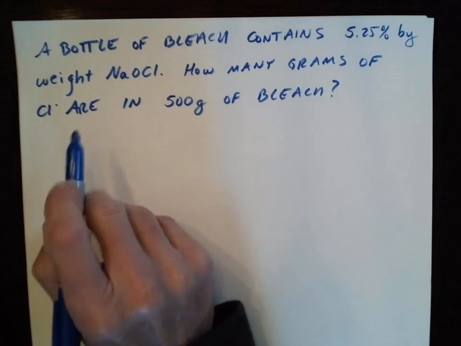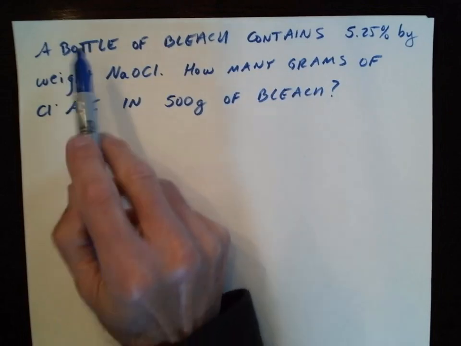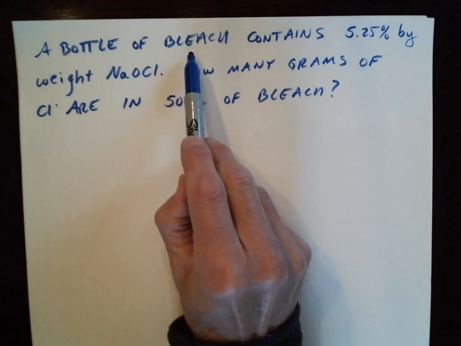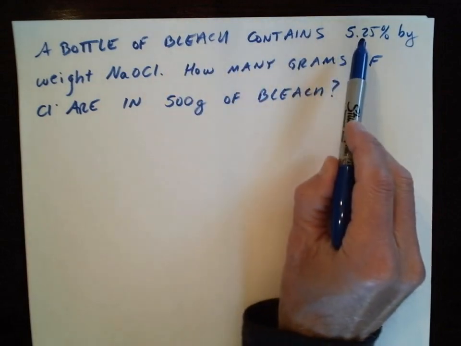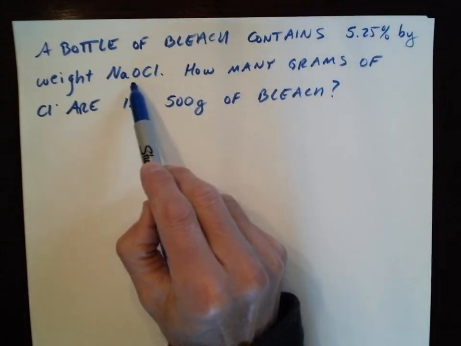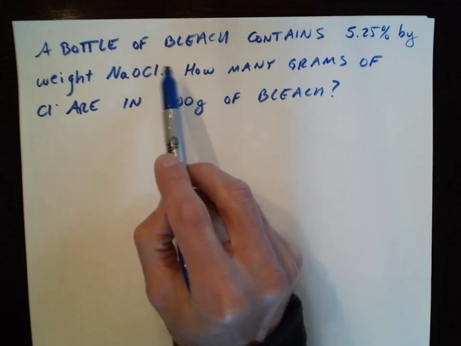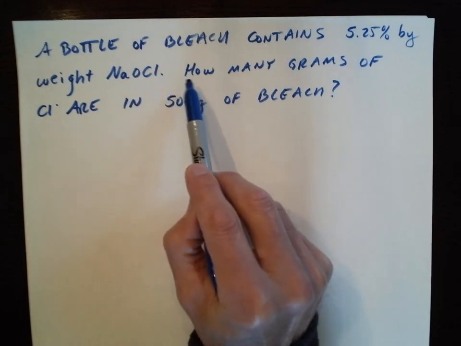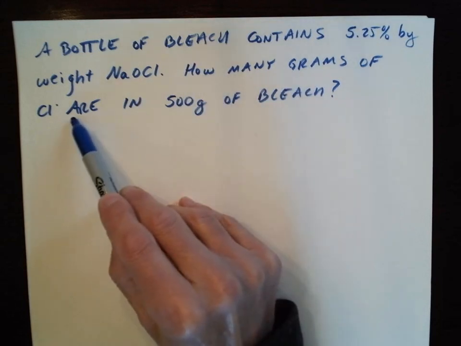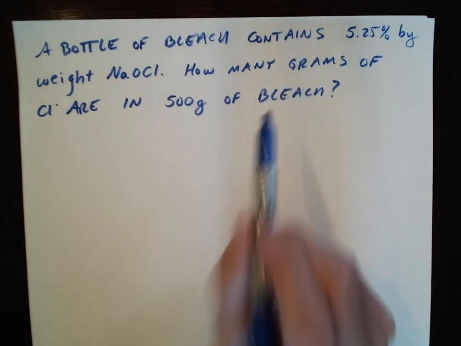So we have this problem here that deals with weight percent. We see a bottle of bleach contains 5.25% by weight sodium hypochlorite. The remainder is going to be water, so it's an aqueous solution. How many grams of chlorine are in 500 grams of bleach?